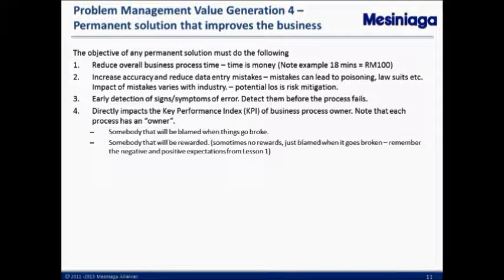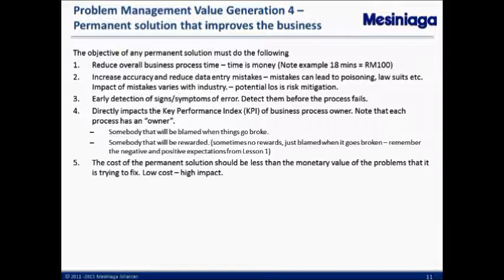4, it directly impacts key performance indexes of business process owners. So we identify that by knowing which are the stakeholders that will be blamed whenever this process goes down, and also who will be rewarded when there's performance improvement. In the example that I provided here, you need to be able to identify who is the key champion, accountable personnel for outpatient treatment process in the hospital. 5, the cost of the permanent solution should be less than the monetary value of the problem. It doesn't make sense to put in a solution that costs 1 million ringgit to solve a 100,000 ringgit problem.